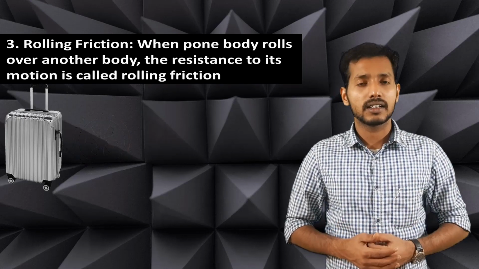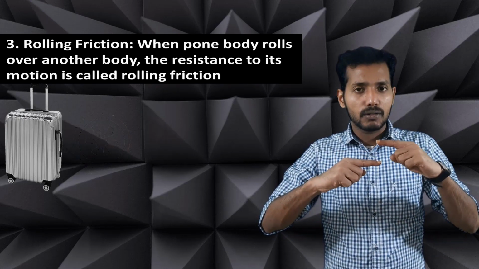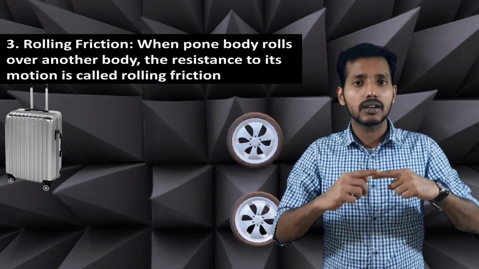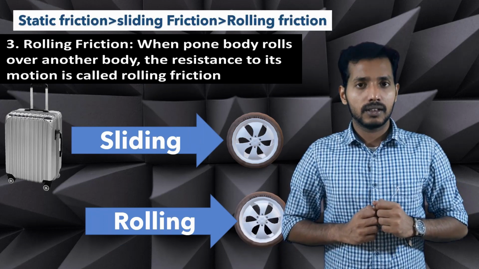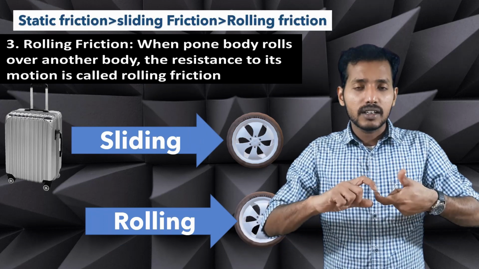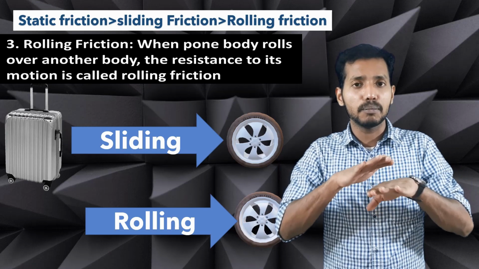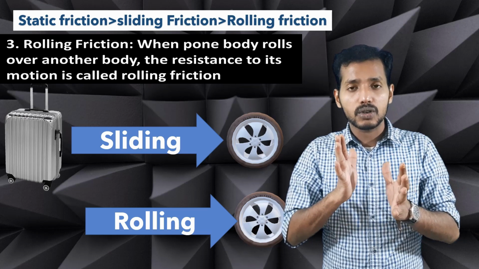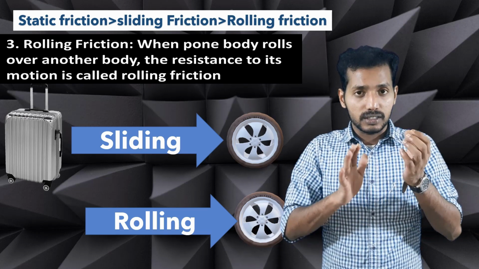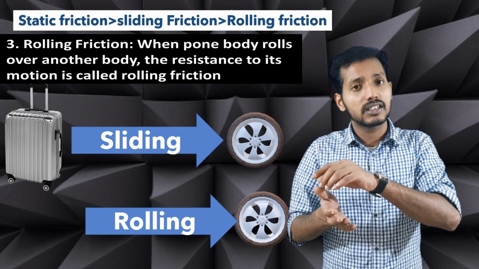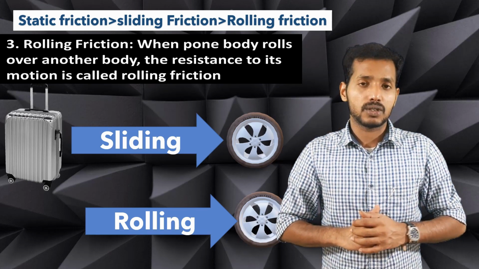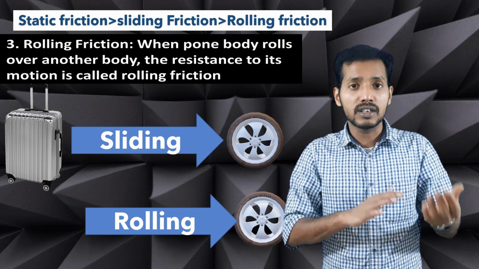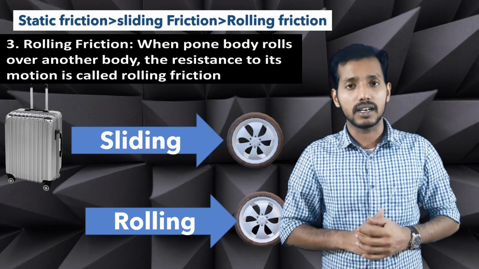So in that case, the wheels move over the surface, which is not simple sliding but rolling. So this rolling will reduce the friction force between the surfaces. Clear? So when a body rolls over another body, the resistance to its motion is called rolling friction. So in the case of travel bags, sliding friction is replaced by rolling friction by attaching a wheel.